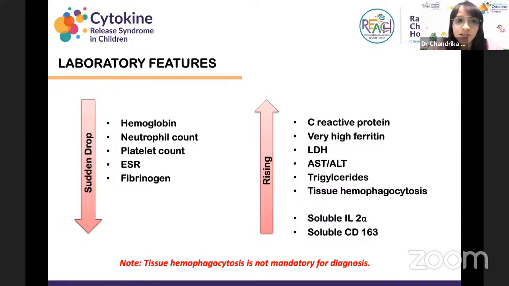And a sudden drop in ESR is a good surrogate marker for fibrinogen, and in a resource-limited setting, fibrinogen can be expensive, so ESR can be a good reflection of this as well. Along with rising markers of inflammation, such as C-reactive protein, obviously very high ferritin levels. A lot of children with underlying rheumatological disorders like systemic onset JIA have very high ferritin levels as baseline itself. But when you look at ferritin levels of more than 10,000, please always do think of macrophage activation syndrome. And apart from that, other inflammatory markers, LDH, AST, ALT also follow suit, and they would go up as well.